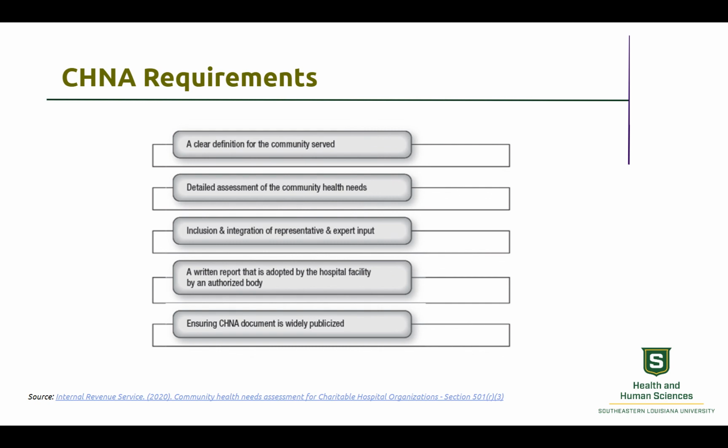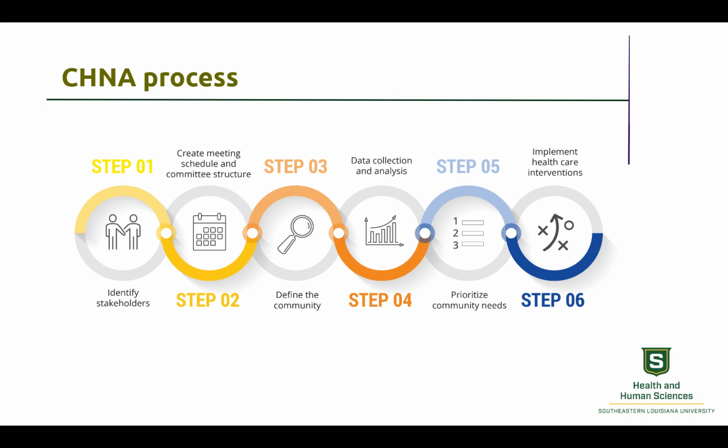All of that, everything that I said, is just in table form. Clear definition of the community that is being served. When you're all done with everything, you need to have a report of it for audit purposes and everything else. But basically, just go through this requirement, and this is the process of the community health needs assessment. You have to identify your stakeholders and schedule meetings. It's generally going to require a lot of meetings depending on what that population is.